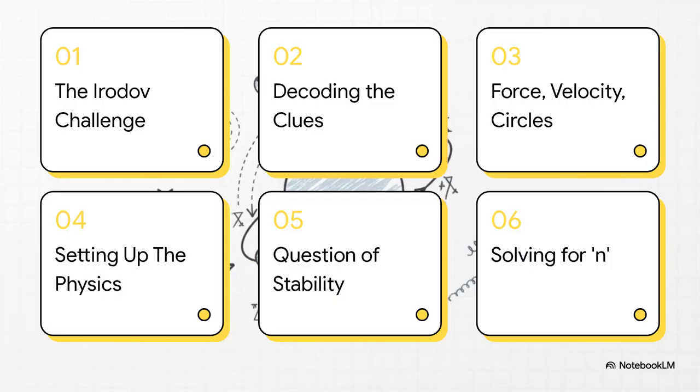So, here's our game plan. First, we'll lay out the problem just as it's written. Then we'll put on our detective hats and pull out the hidden clues. After that, we'll review the basic physics, build our equation, and then we'll get to the real heart of it. What does it mean for an orbit to be steady? That's going to lead us right to the answer.